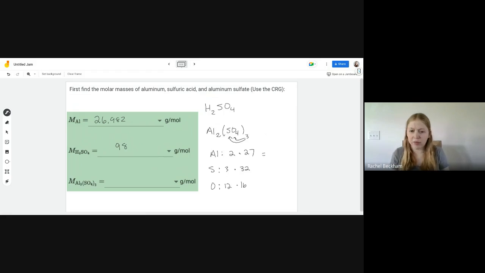So 27 times 2 is 54. This is going to be 96. 16 times 12, this is going to be a big number, is 192. So we're going to add all of those up and get 342 grams per mole. This is the molar mass of aluminum sulfate. And you can also look that up online to save time in the future.